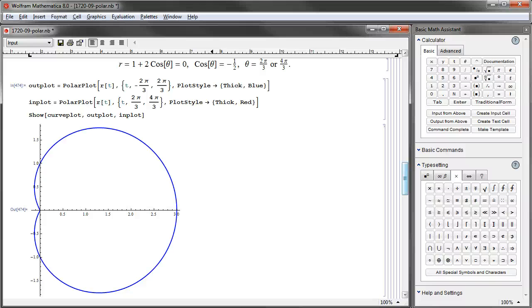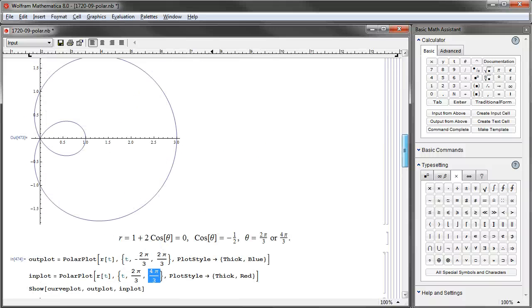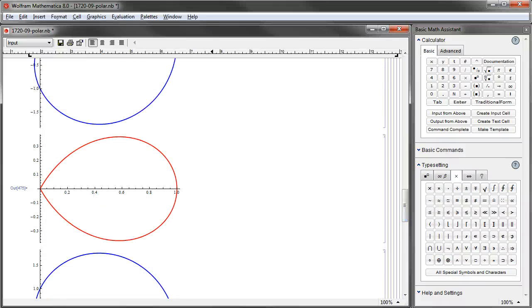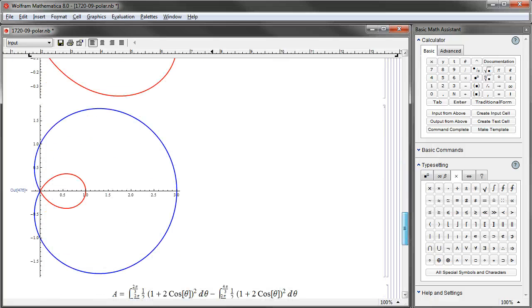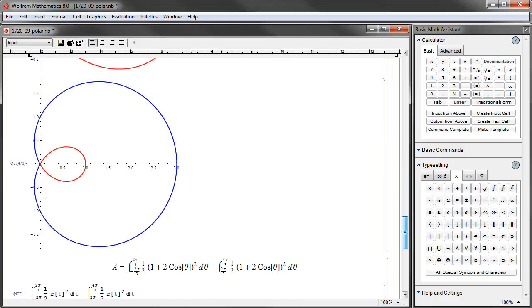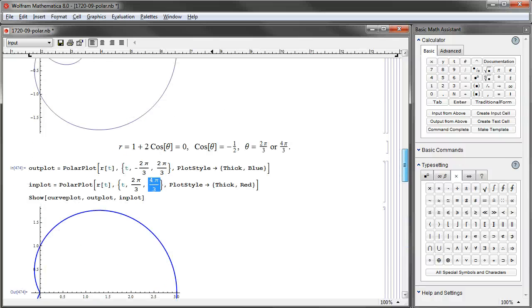But the question this problem asks is the inner curve. That's when theta goes from 2 pi over 3 to 4 pi over 3, because that's when the polar angle is pointing toward the second and third quadrant, and the r value is negative, so we have opposite movement. Consequently, we have this inner loop, and that's generated like that. The red curve is the inner loop, 2 pi over 3 to 4 pi over 3, and those are inner and outer together.